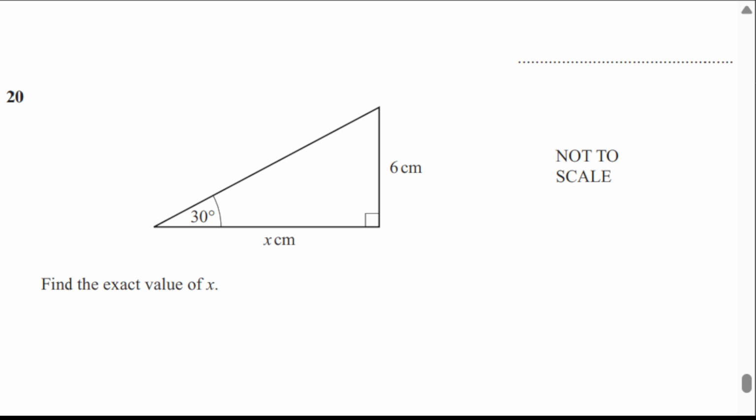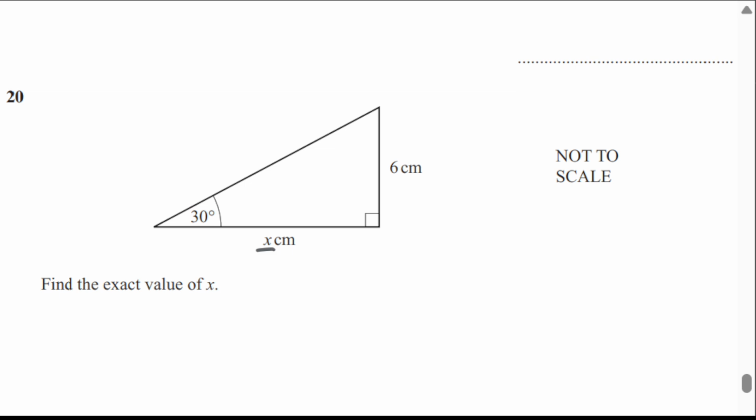4 marks non-calculator question. This is Cambridge 0580 paper 2. It's non-calculator. How can we do this without a calculator? Let's first look at the question. The question asks us to find x here.